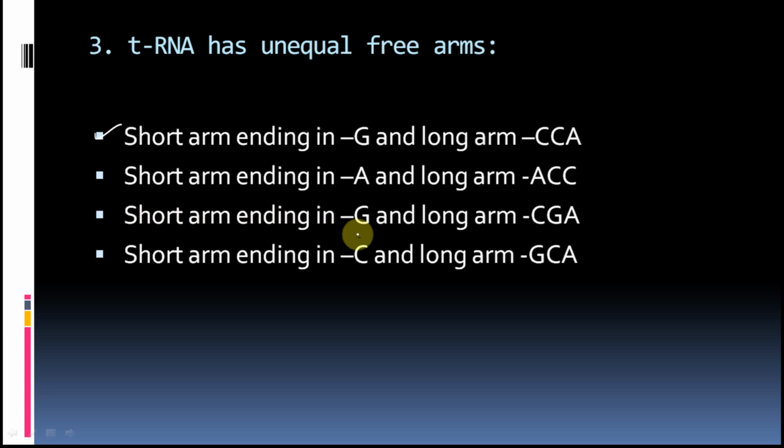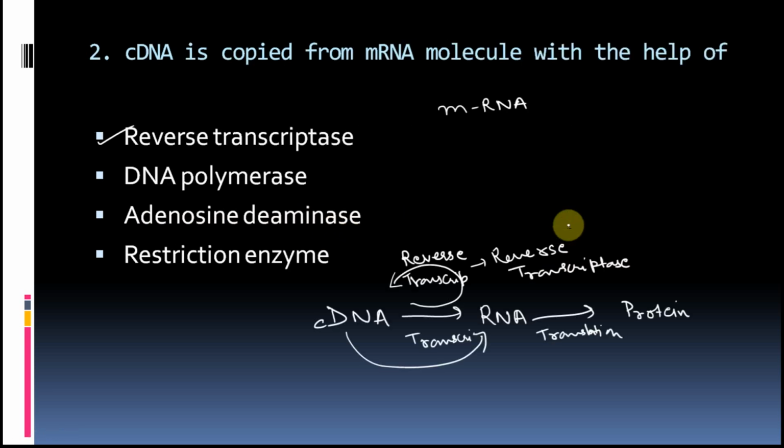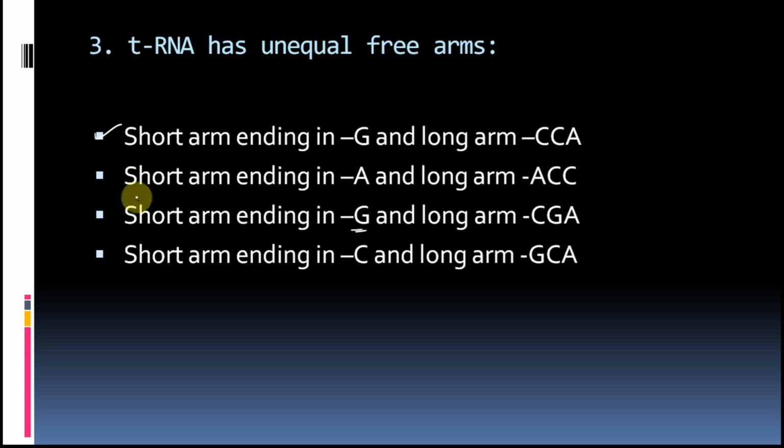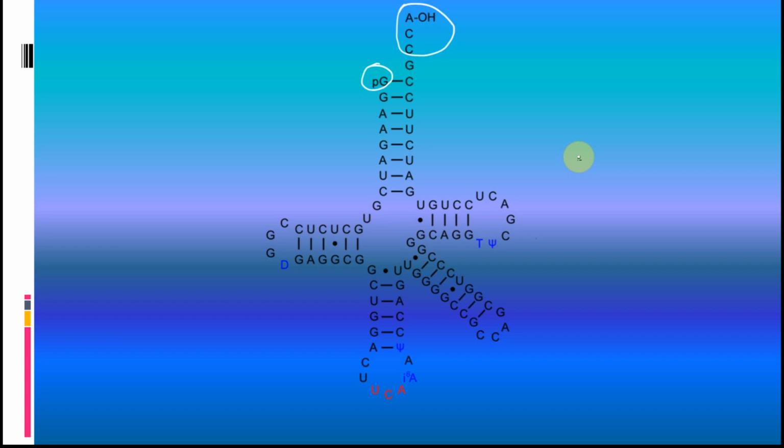Otherwise there is one more with a short arm G, but for the long arm they are saying it's CGA, and it's not CGA here. If you can see here, its long arm is ACC, or CCA you can say, right? CCA. So the first option is the correct one for this. So this you have to remember.